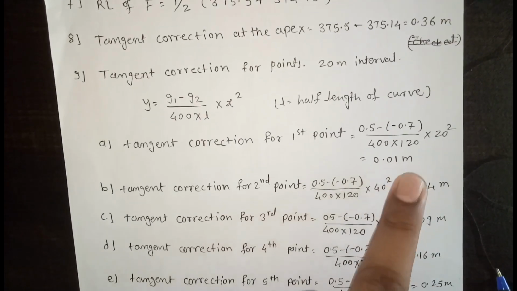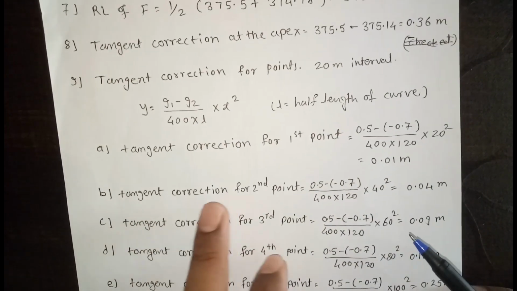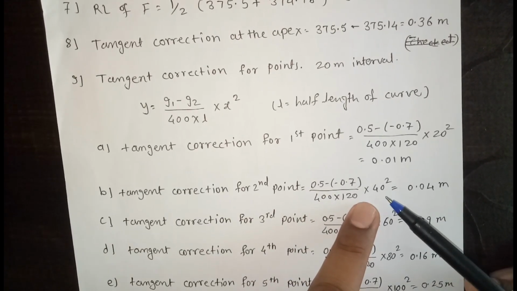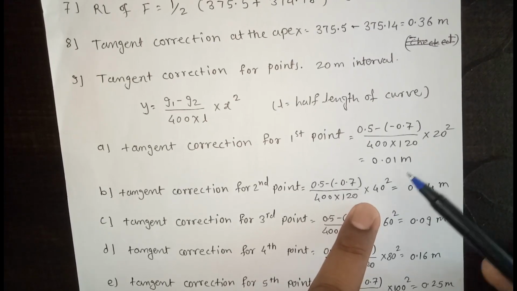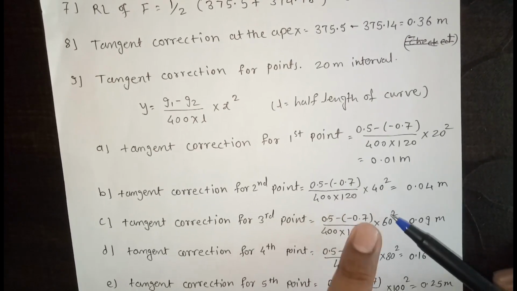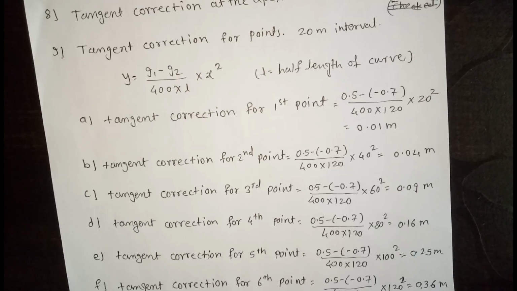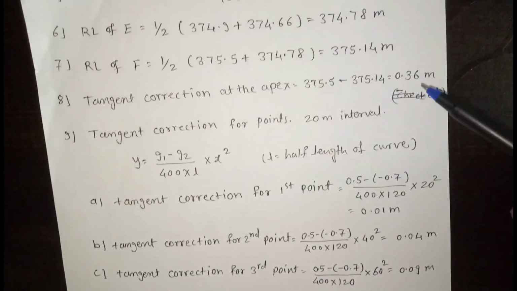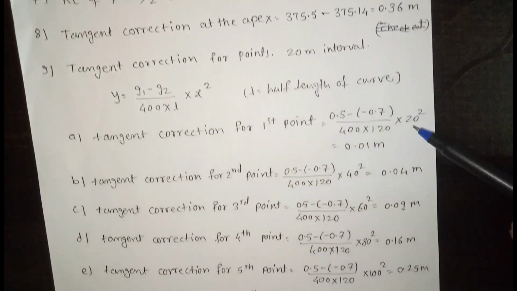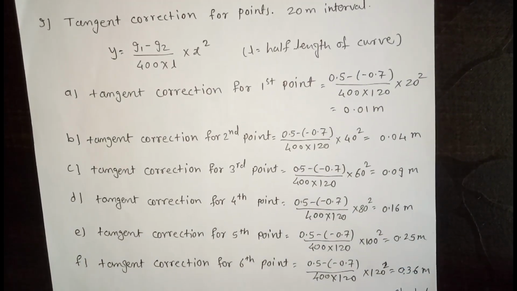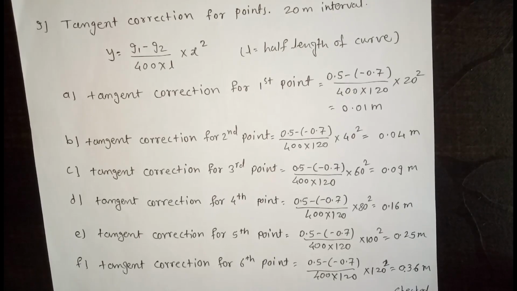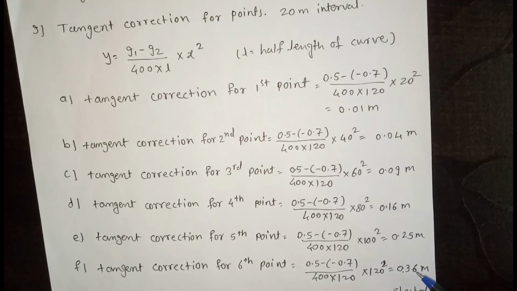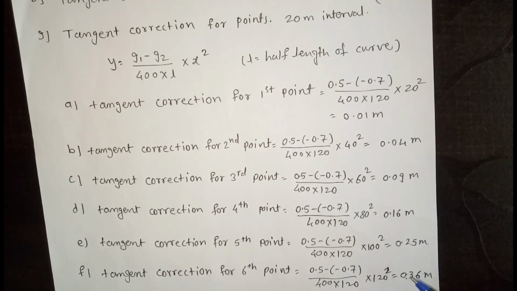After that we have to calculate tangent correction for the second point. Again the same formula, only the interval will increase by 20. So the previous case was 20 meter, then 40, then 60, then 80, 100 and 120, till the check of 0.36 meter. So we have 6 points to calculate the tangent corrections.